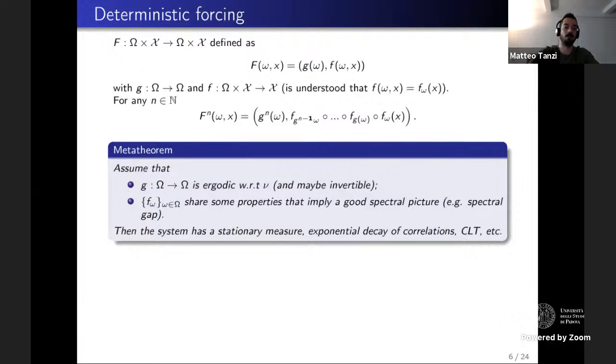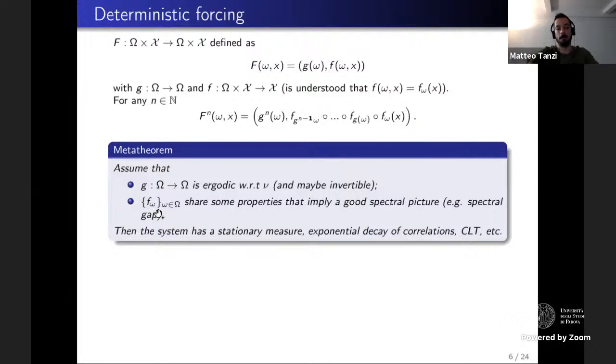The meta theorem goes along the following lines. One usually assumes some properties for the map G. Usually these properties are not very demanding. Usually G should have a measurable structure, an invariant measure, and maybe this measure is ergodic. And maybe the function G is invertible sometimes. But G is a deterministic process, and basically the main assumption is that it's an ergodic process.